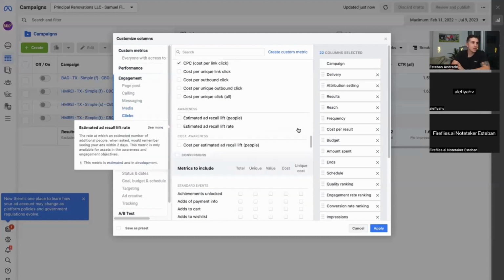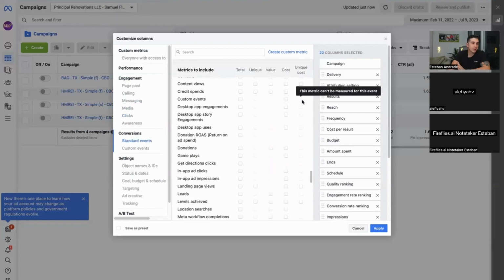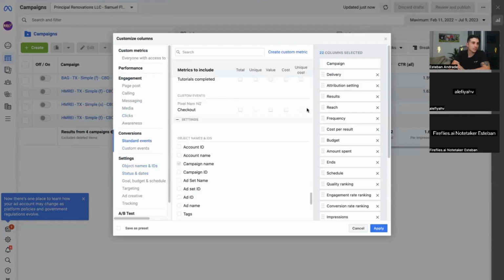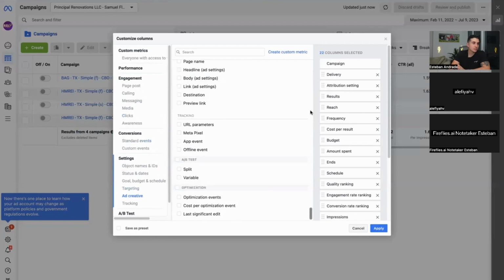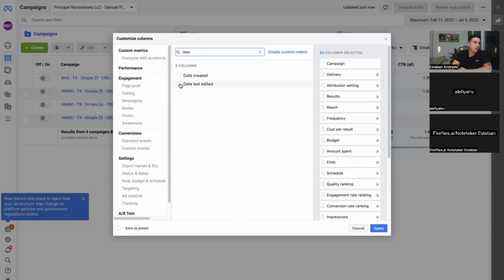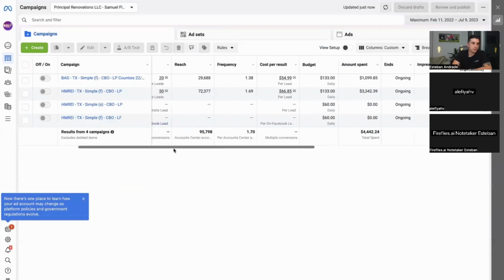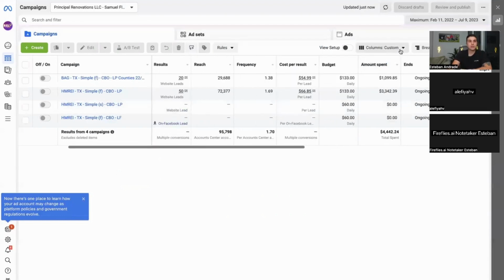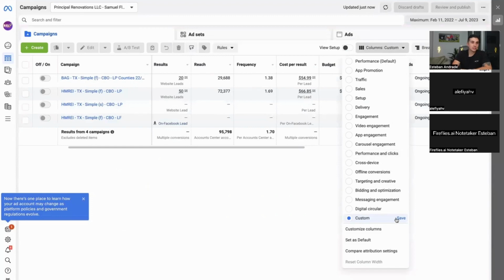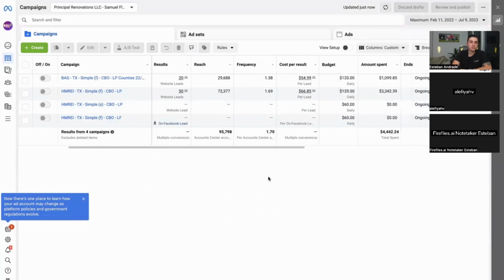Let's leave that for now. There are much more things that you can check in here. For instance, one thing that I sometimes like to check in order to keep track of my media buyers is the date that this was last edited and last created, just for me to manage the media buyers that are doing this for me, but this is just as a manager. So I have already clicked performance and clicks and then did a little bit of customizing. You can always just leave it at performance and clicks.